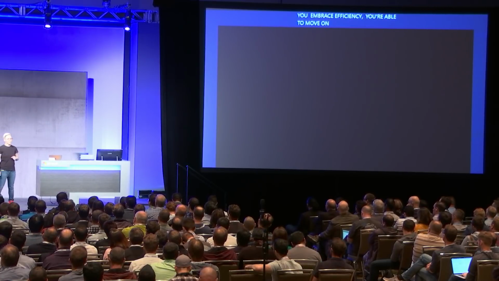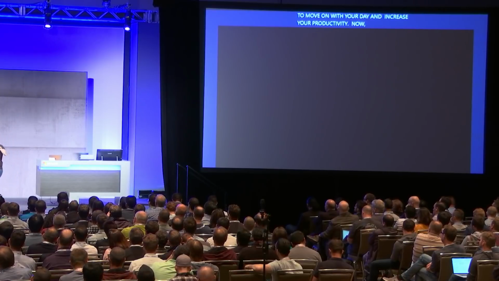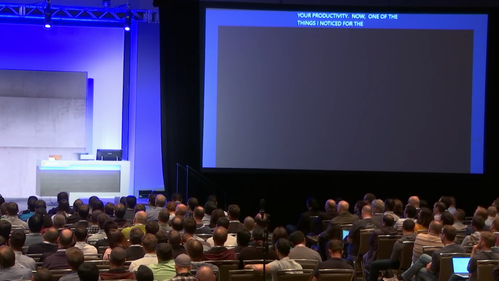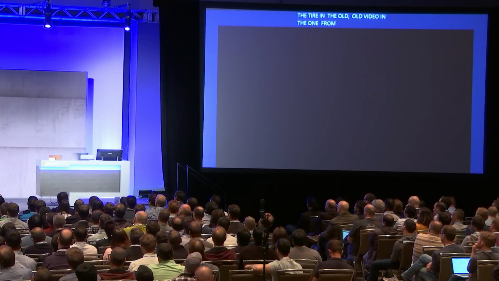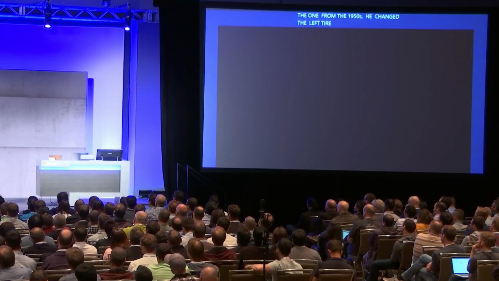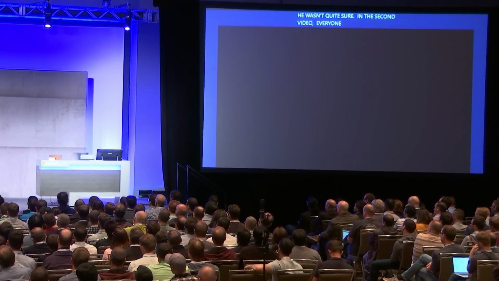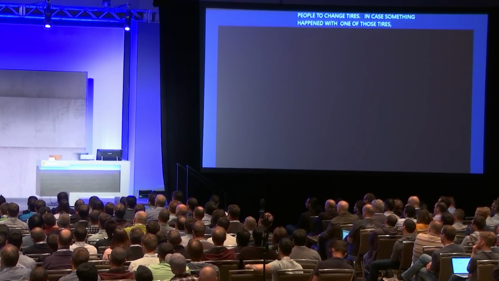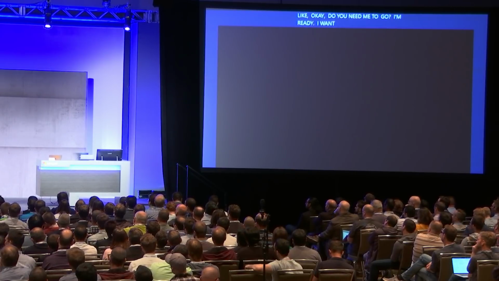One of the things I noticed for the first time in this video is the guy changing the tire in the old video, the one from the 1950s. He changed the left tire up in the top corner twice. He put it on, he pulled it off. He wasn't quite sure. But in the second video, everyone had their job. You had 4 people to change tires, and you had redundancy built into the process. In case something happened with one of those tires, there's another person right behind, like, okay, do you need me to go? I'm ready. I want to touch that tire too. I'm here. There's redundancy built into the process, and that's DevOps as well.